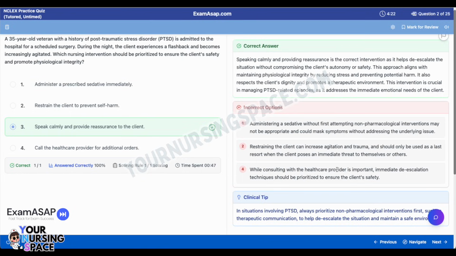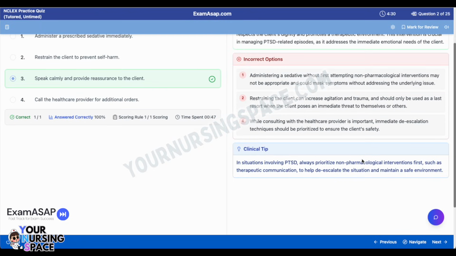Clinical tip: in situations involving PTSD, always prioritize non-pharmacological interventions first, such as therapeutic communication, to help de-escalate the situation and maintain a safe environment.